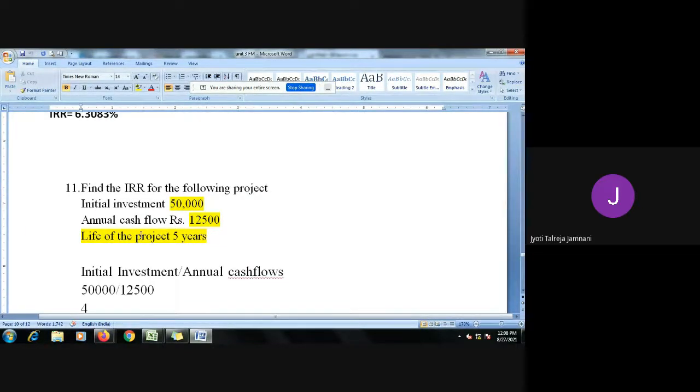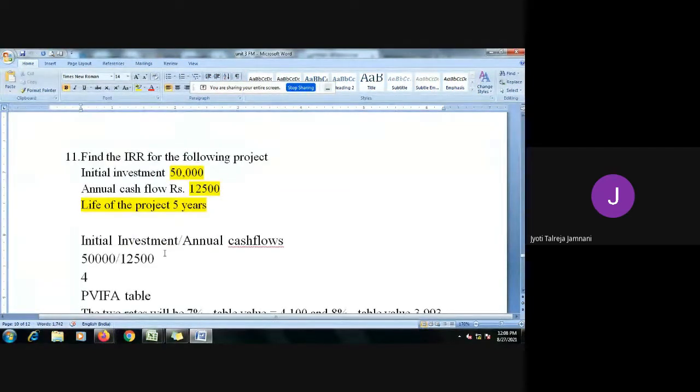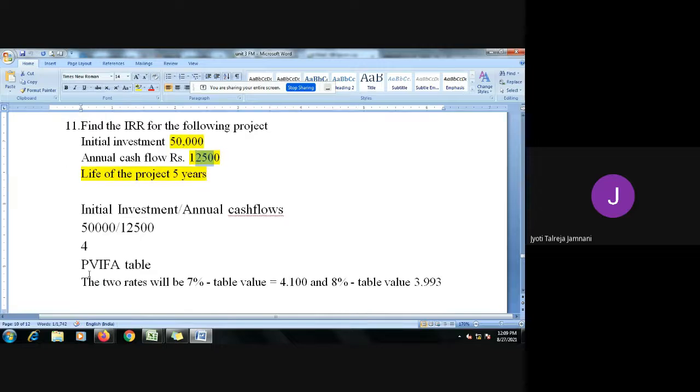So what we will do first is, when they give an annuity, there's a simple way to find those two rates, the higher rate and the lower rate. We can do initial investment divided by annual cash flows. So initial investment is 50,000 divided by annual cash flows of 12,500. We get the answer as 4. Now this 4 we have to search in the present value interest factor annuity table. So we go to the annuity table and search where we get this 4 for a 5-year period.